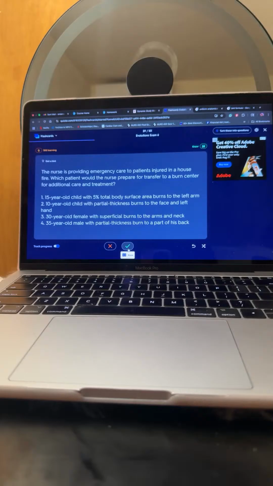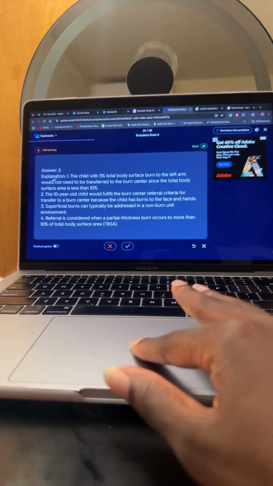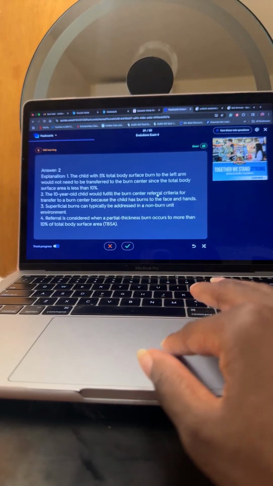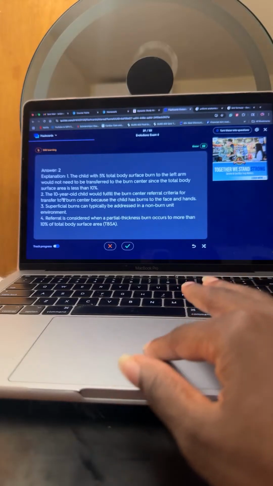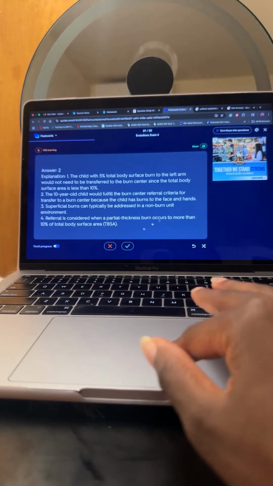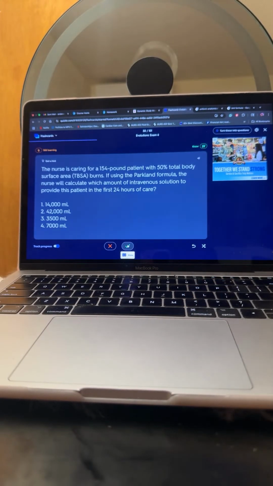30-year-old female with superficial burns, no, because they're superficial. 35-year-old with partial thickness burns to a part of his back. Well, it says his back, but it doesn't give us a percentage, so we're going to assume it's not a lot. And we're going to go with number 2 as our winner. So the 10-year-old would fulfill the burn center referral criteria for transfer because the child has burns to the face and hands. Okay, last question that we're going to do.